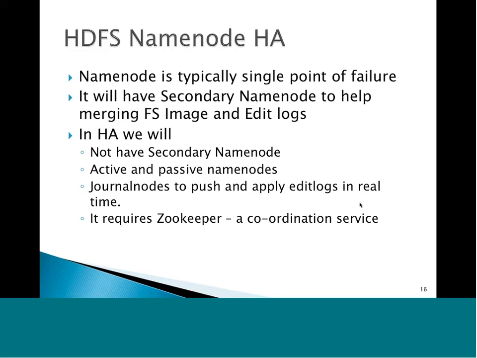So the active is the one which will be having the current snapshot of the name node, and these journal nodes will actually read that. It will also maintain multiple copies of the edit logs in multiple locations, and all these things will happen in real time. And it uses Zookeeper to keep all the journal nodes in sync. So it is a coordination service.